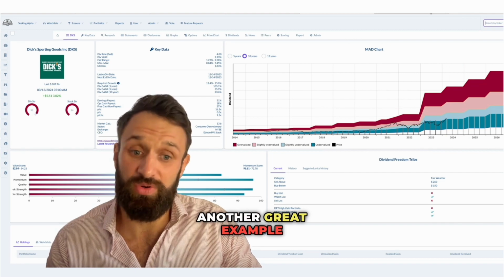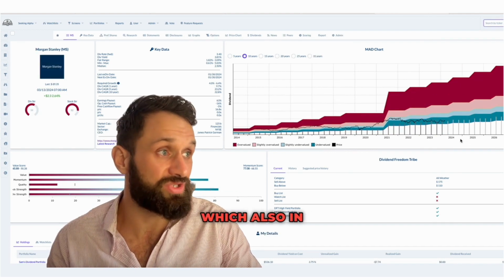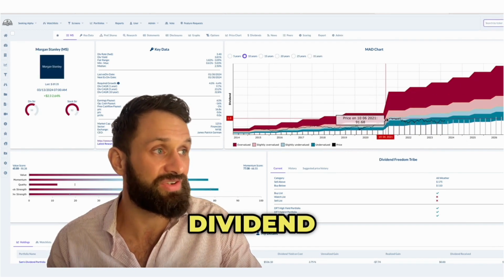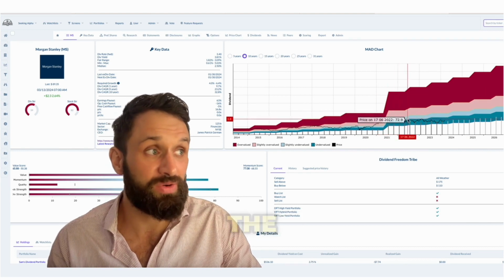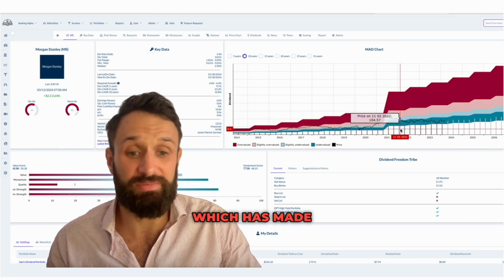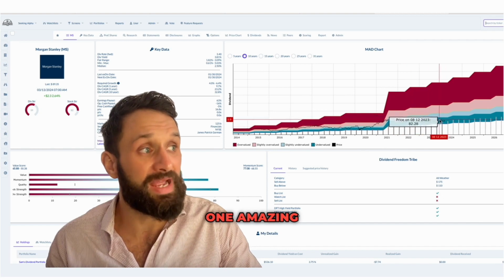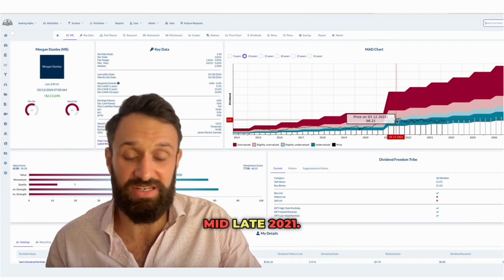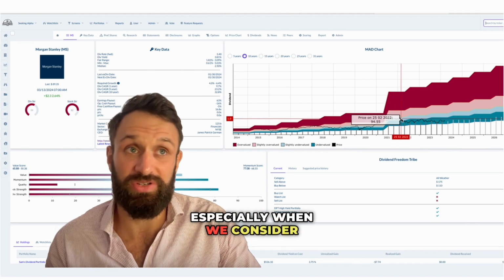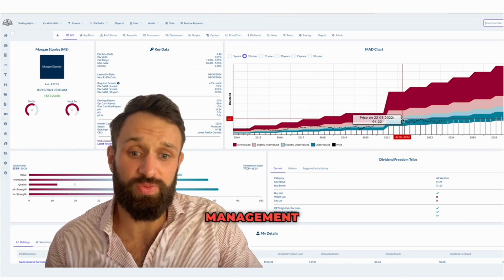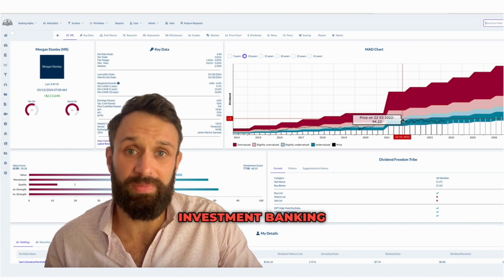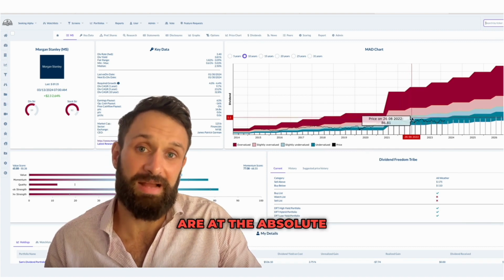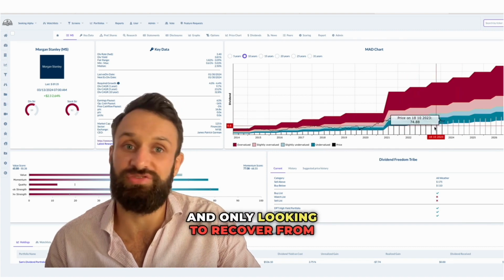Another great example of this is Morgan Stanley, which also in 2021 increased the dividend, and it sort of peaked there for a while, the stock price living below, which has made Morgan Stanley one amazing investment since its peak in, say, late 2021, especially when we consider that both the wealth management and investment banking cycles are at the absolute bottom and only looking to recover from now.